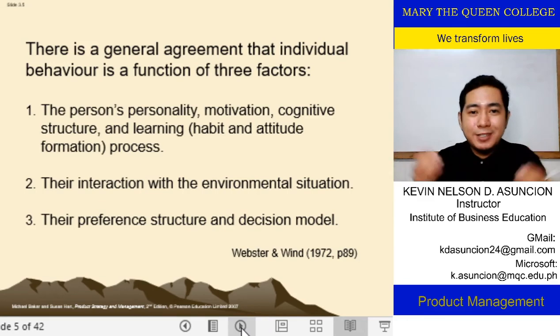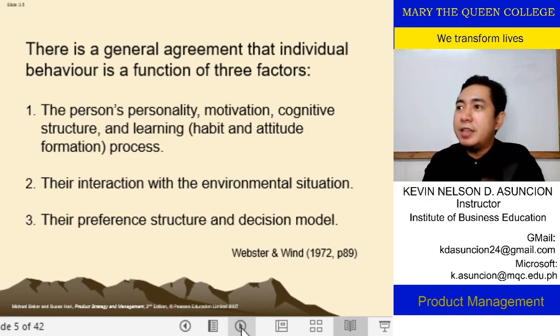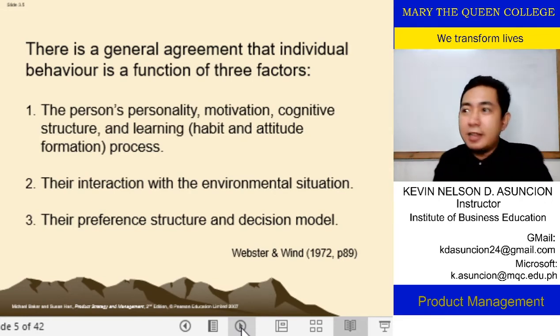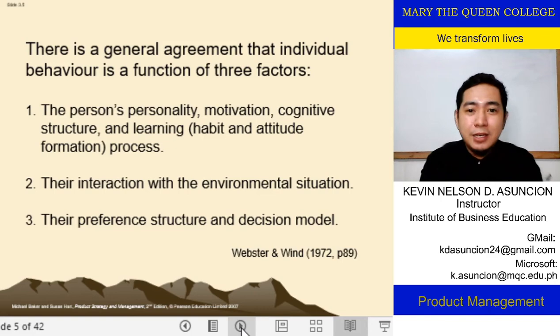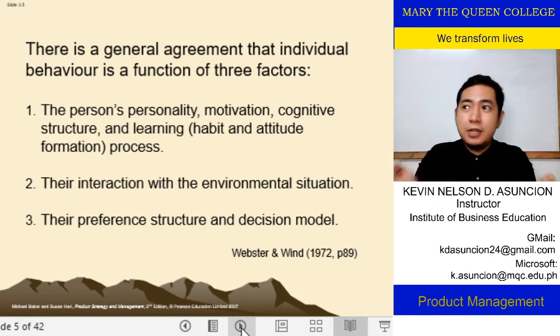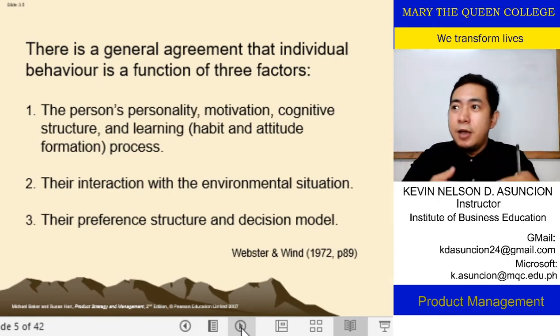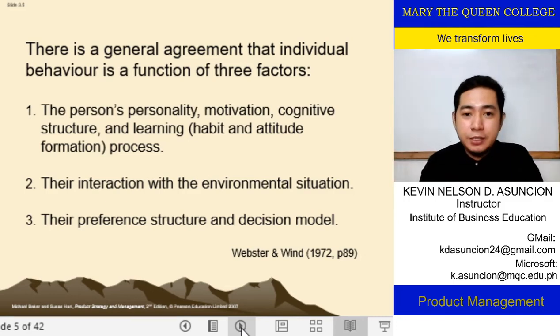Okay, so there's a general agreement that individual behavior is a function of three factors. First is your personality, motivation, cognitive structure, and the learning process. So what habits do you have, attitudes, your perception towards things. Second factor that affects your decision is your interaction with the environmental situation. There are buying activities that you are affected by because it's dictated by the environment, especially just like the face mask right now. The situation asks for the purchase, so you'll be purchasing that.